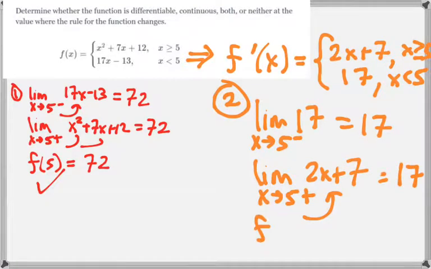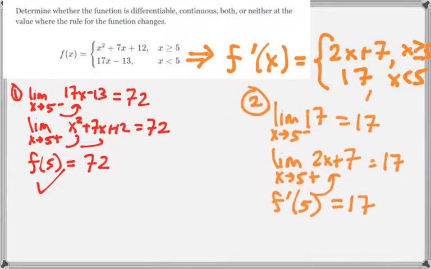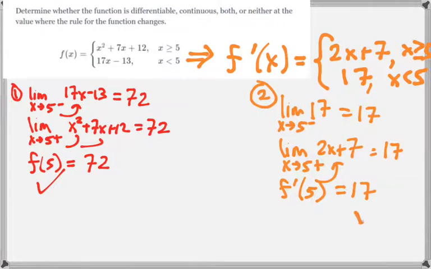Promising. And what is f prime of 5? Meaning I'm plugging in exactly equal to 5. Well, that would use the top function again, greater than or equal to 5, and I get 17 once again. So all three are the same. So that tells me that f prime of x, the derivative of f, is itself continuous. So I get a check there.